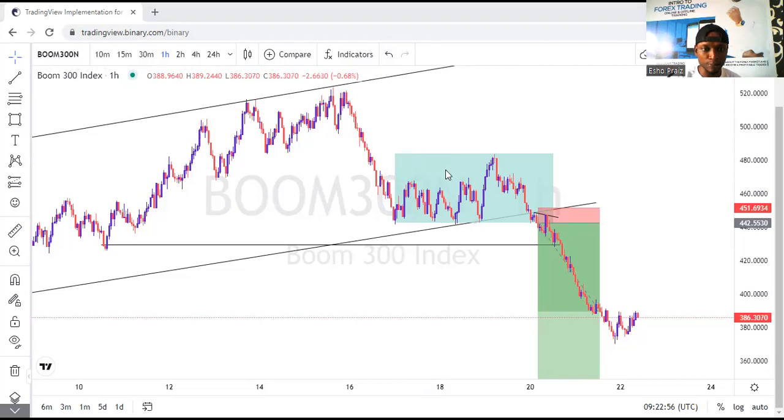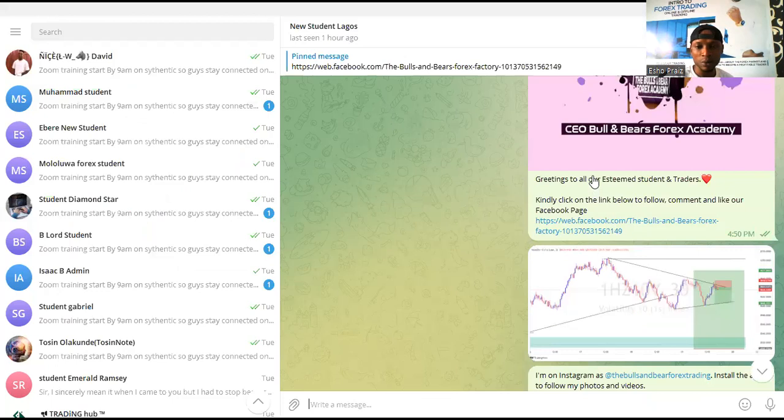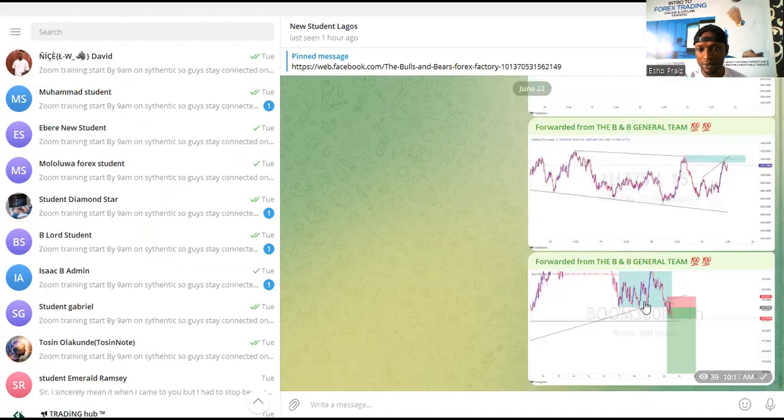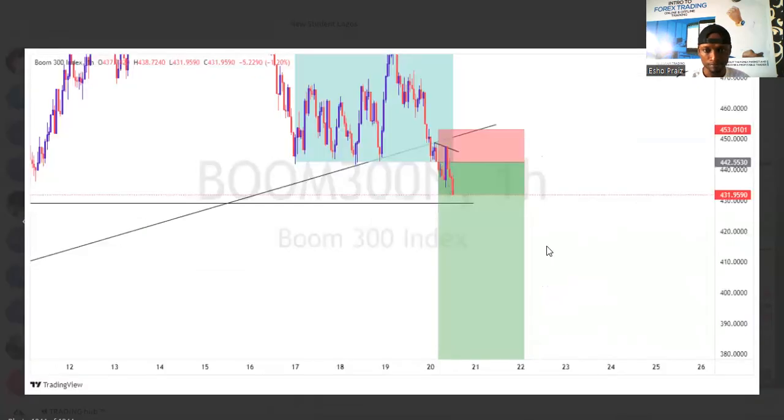Okay, now this is Boom. What you are seeing on your screen is Boom 300. Now you see, this was before. The market was here. So this was not our initial setup. Our initial setup was buy. But I'm going to show you everything. Our initial setup was buy.